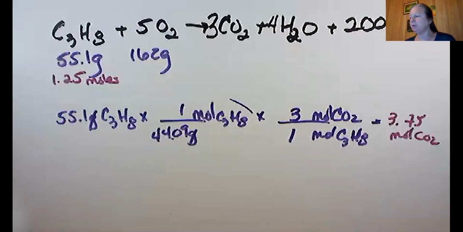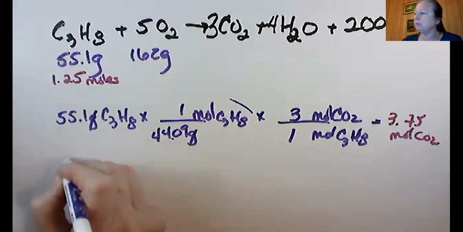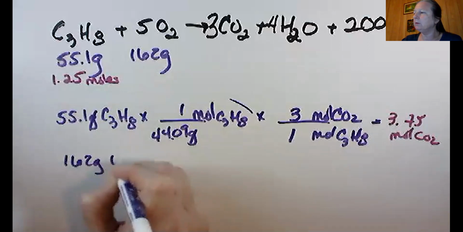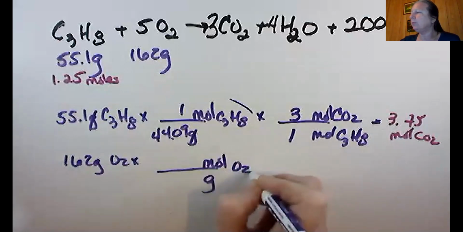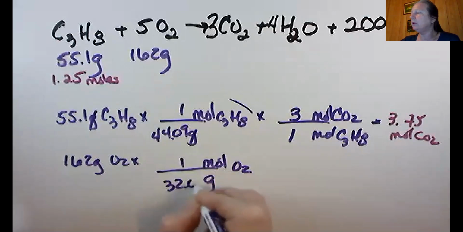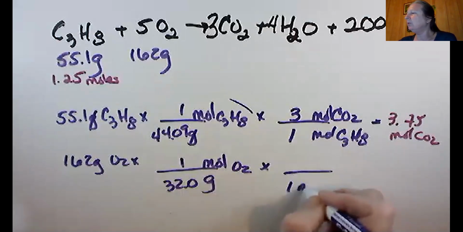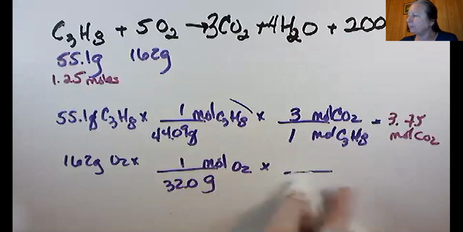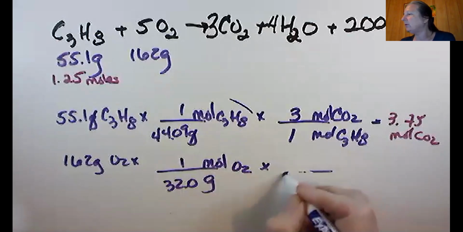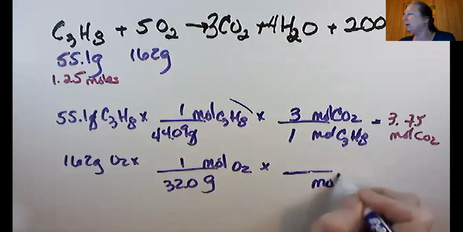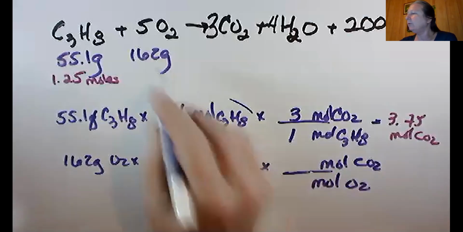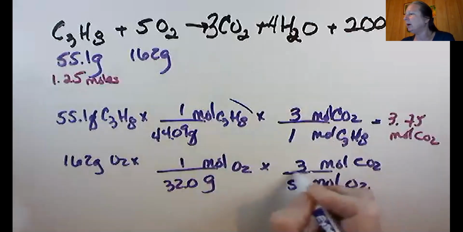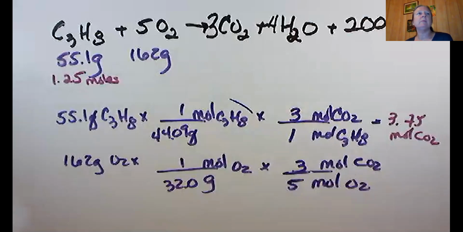Okay, what about with my oxygen? I have 162 grams of oxygen. Convert to moles. You cannot do stoichiometry with grams. Whoops, it's not a one. That's what happens when you go too fast, like I'm doing right now. It's easy to make little mistakes that cost you in the end. 5 moles of oxygen and 3 of carbon dioxide. Okay. Let's do the math.